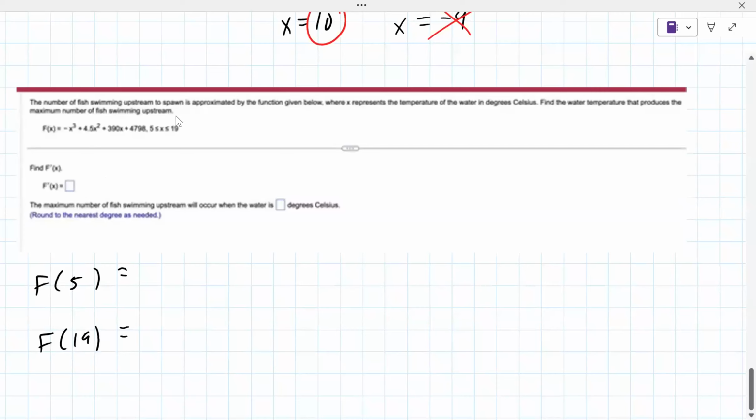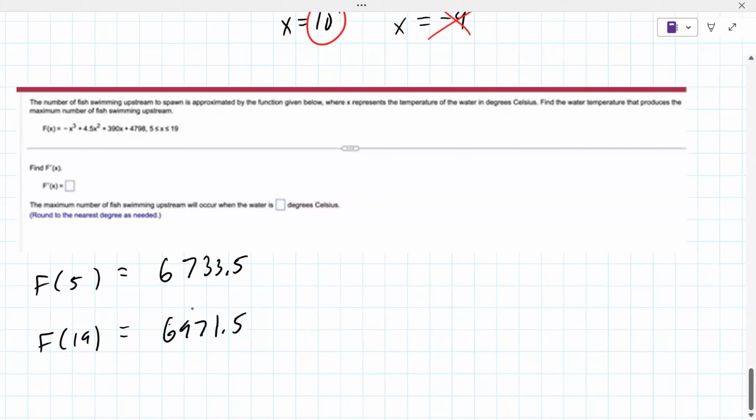Okay. So let's first evaluate the function at the endpoints, and then we'll take a derivative, set it equal to 0, and you're seeing the same things over and over here again. Times x plus 4796. Okay, this one stayed around. All right, so 5 is 6733.5, 19 is 6971.5, like that.